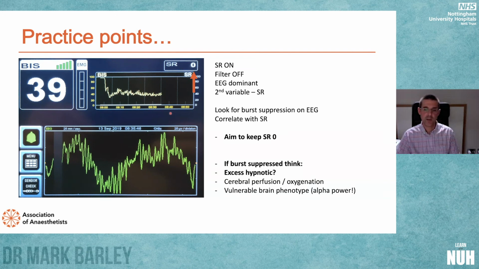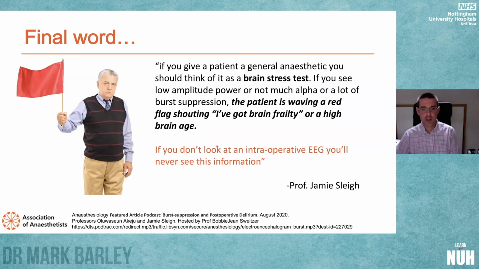I aim to keep the suppression ratio to 2, but if there is burst suppression, I think to myself, is this a patient that's excessively anaesthetized, looking for other markers, heart rate, blood pressure, etc., and the absence of any other sympathetic stimulation, which I appreciate is a variable use. I look to optimize cerebral perfusion and oxygenation, blood pressure, saturation, etc. And I then wonder to myself, is this the vulnerable brain phenotype, and do I need to be doing anything about that? Final word to Jamie Slay.